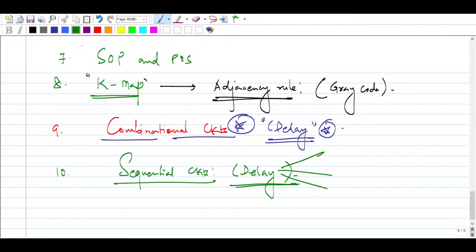Here you will see propagation delay, you will see contamination delays, setup time, hold time, all those things you will find here. Here you have to find the maximum frequency, the minimum delay and all of that, right?